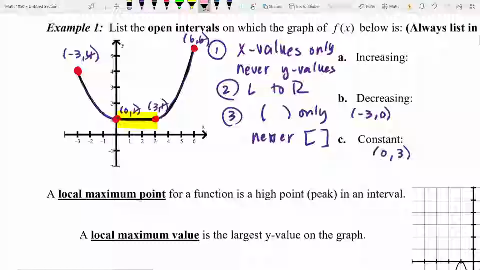Now I'm still traveling from the left to the right, and I'm here. Tell me what's happening here. Increasing. Where does the increasing begin? At a 3. Where does it end? At a 6. That's it.